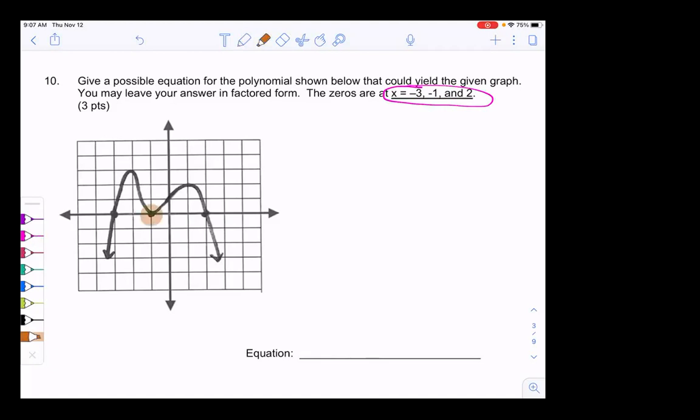Yeah, at -1, it doesn't go through the x-axis. It touches it and it curves. So if I'm looking, the one in the middle definitely looks different than the ones on the left and the right. If it goes through, it's a single root. If it crosses or touches and bounces the other way, then it's a double root. So the fact that we have x equals -3 and then x equals -1, that's a double root. And then my final one is x equals +2.